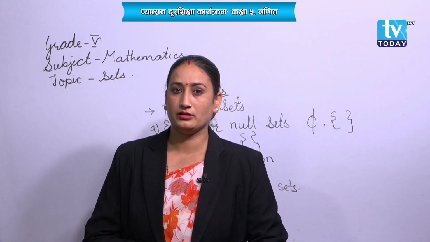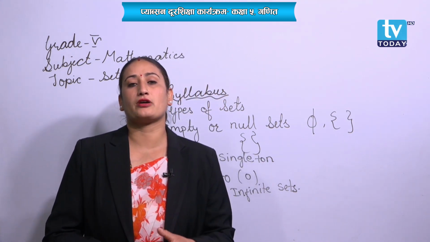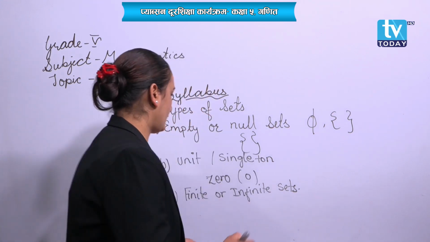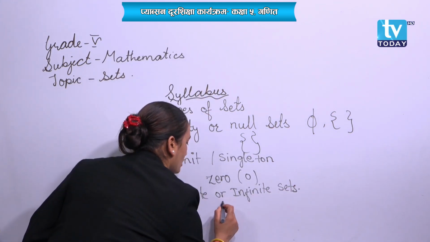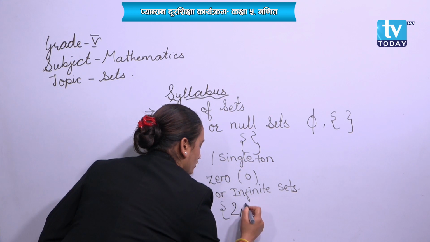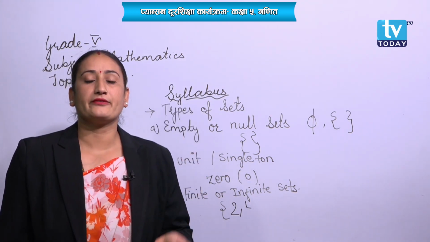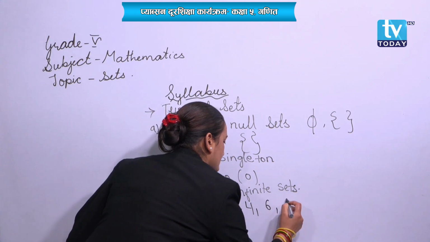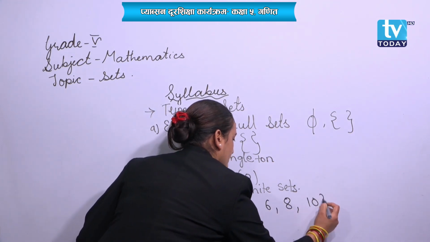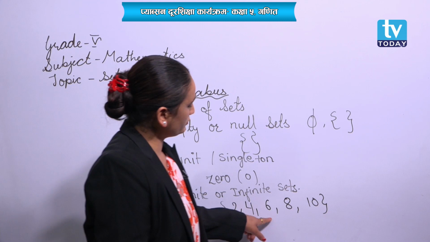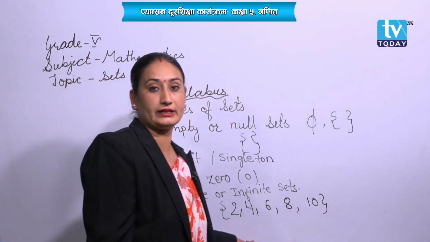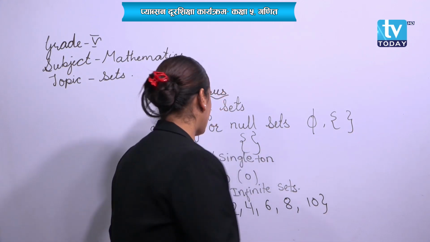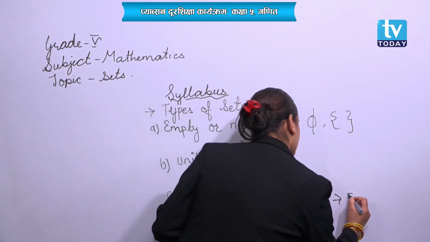For example, can you give the first 5 even numbers? What are they? 2, 4, 6, 8, 10. Let's count it: 1, 2, 3, 4, 5. So, can we count it? Yes. If we can count it, then it's called a finite set.